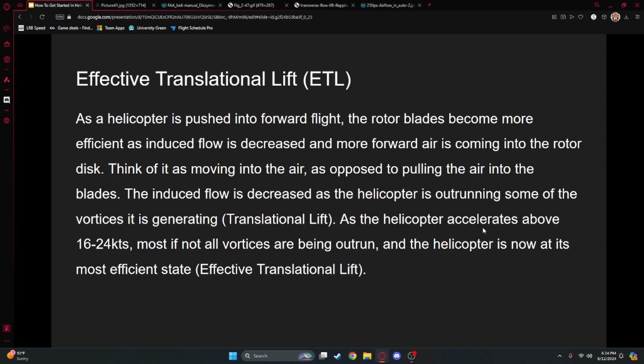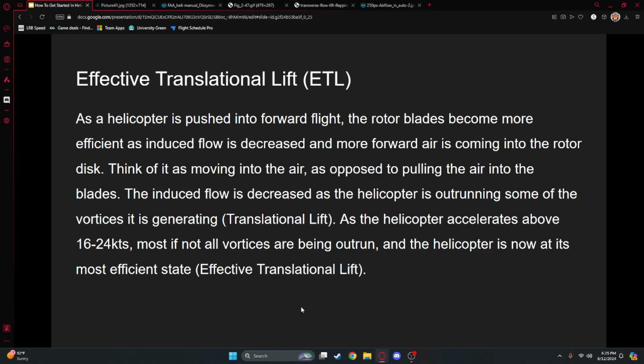As the helicopter accelerates above 16 to 24 knots, that can vary, like with the R-22, I think it's 10 to 20, most, if not all, vortices are being outrun. The helicopter is now at its most efficient state, which would be effective translational lift. That's when you're outrunning all vortices, all of the induced flow. So, pretty sweet. Very efficient.